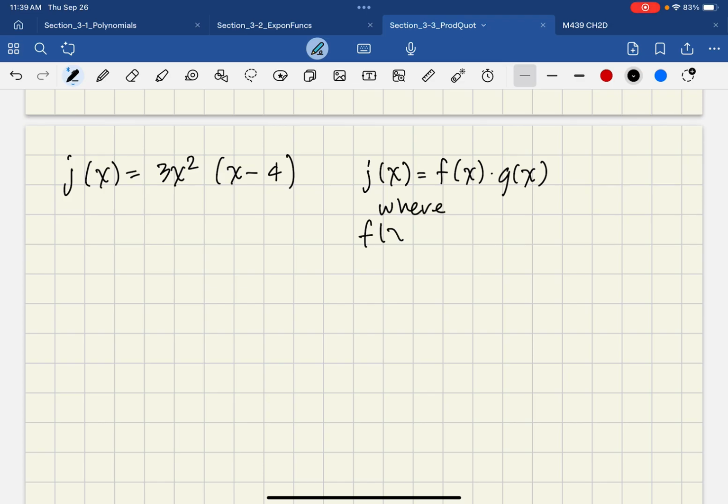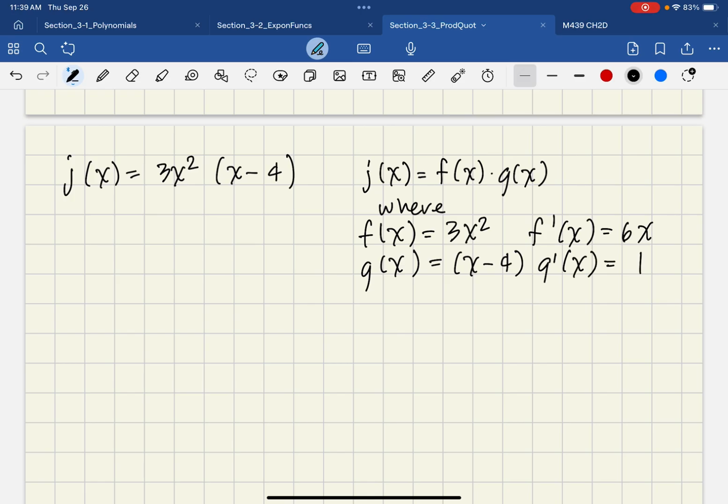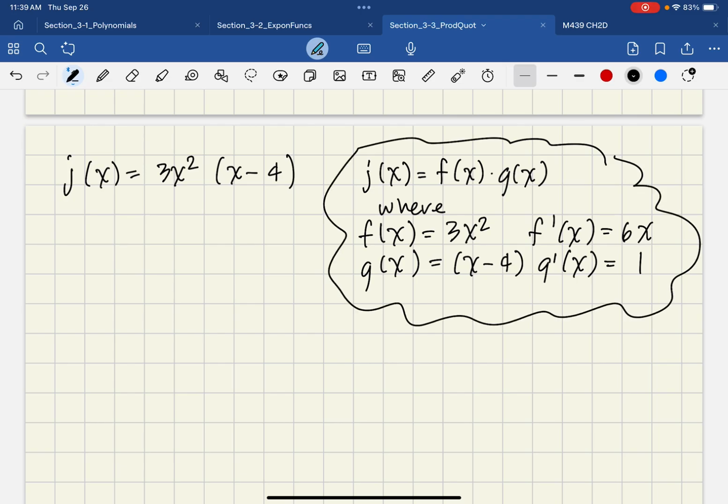where f of x is going to be equal to 3x squared, which makes f prime of x equal to 6x, and g of x is equal to x minus 4, so g prime of x is going to be equal to 1. And we'll use this information to apply our product rule. So it will be the first, f of x here, times the derivative of the second, minus the second, times the derivative of the first.